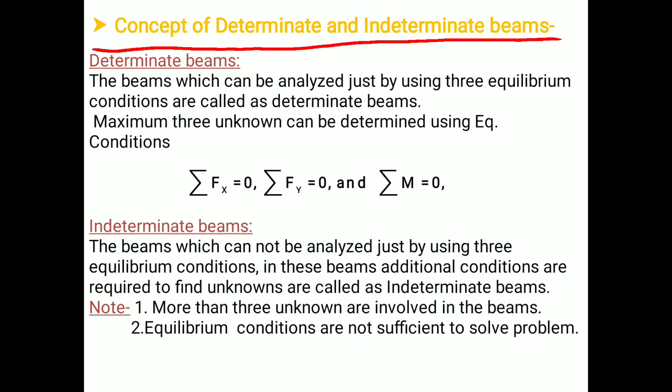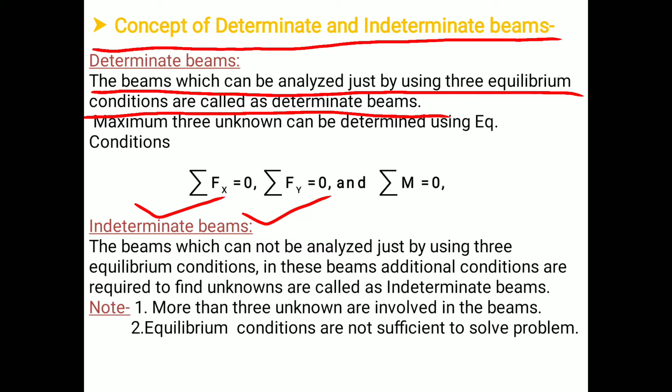Now what does the determinate beam mean? The beams which can be analyzed just by using three equilibrium conditions are called determinate beams. Means in case of determinate beam, the analysis can be done by using three equilibrium conditions only. Three equilibrium conditions are summation of Fx equal to 0, summation of Fy equal to 0, and the summation of moment about any point equal to 0. So by using three equilibrium conditions we can find out the unknown reactions. So it is known as determinate beam.